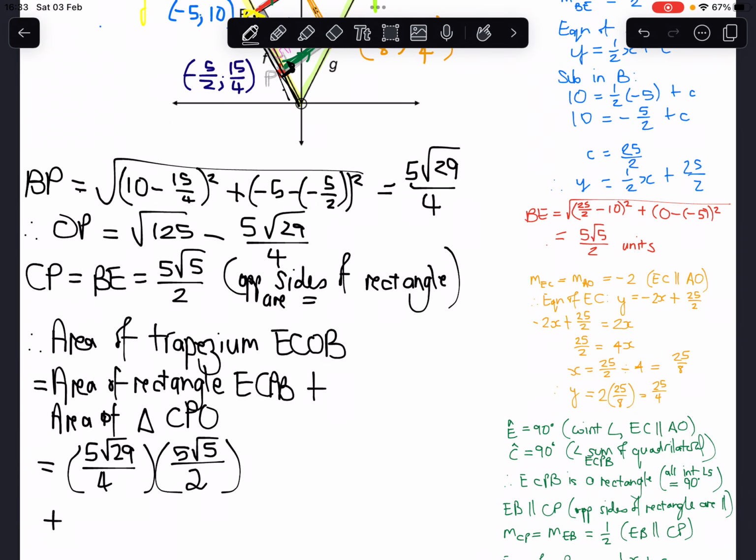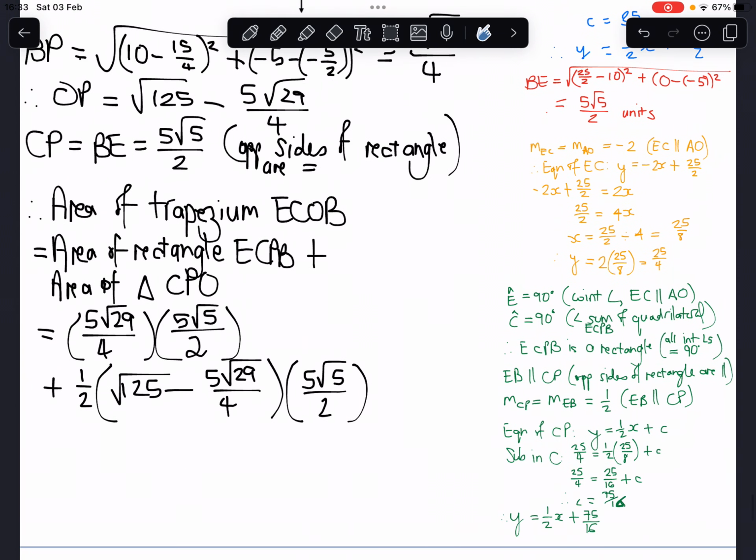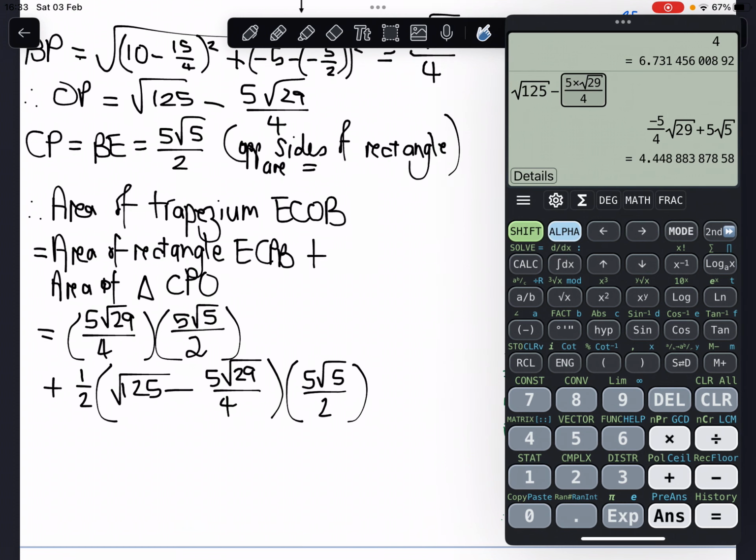So it's going to be plus a half times OP, which we said is square root 125 minus 5 root 29 over 4, times the height, which is CP. So that will be 5 root 5 over 2. Okay, and this is definitely a candidate for the calculator to deal with. So let them deal.